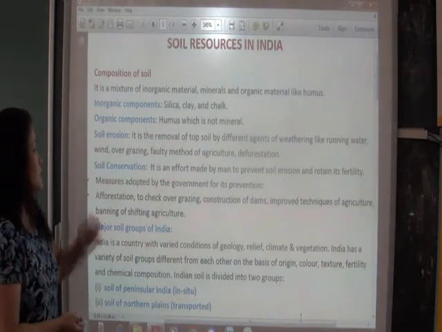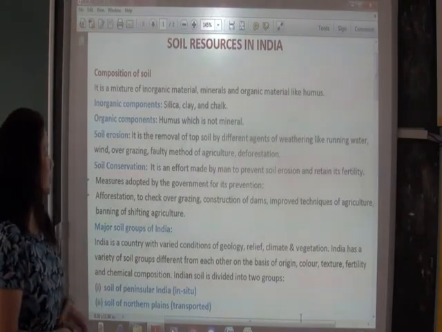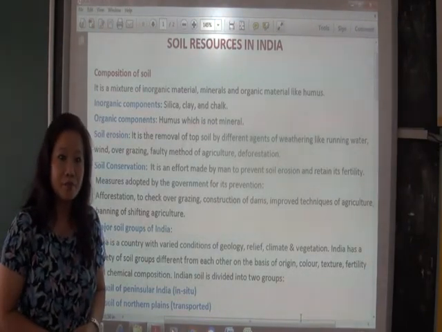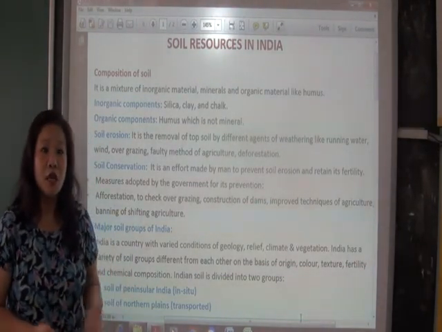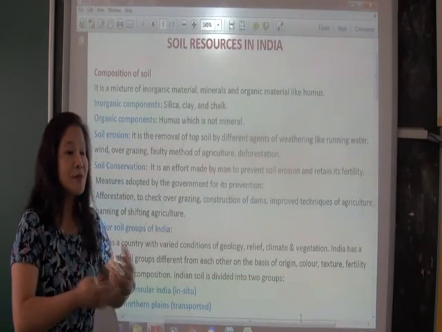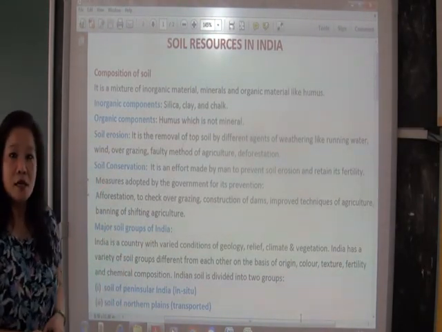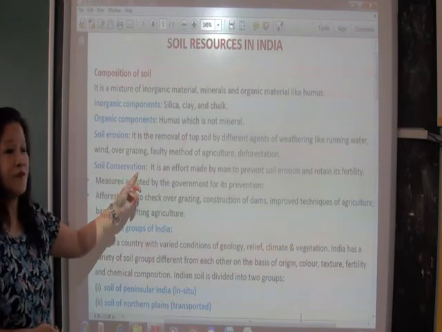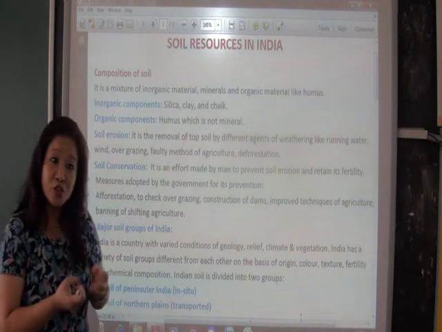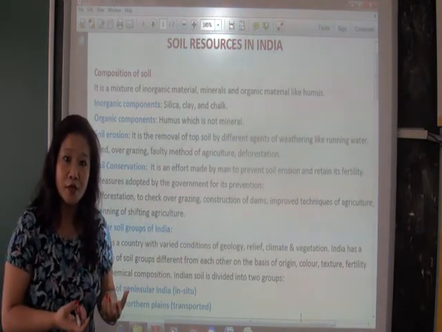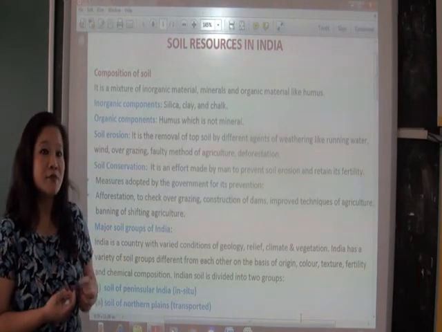Next to it, we just do soil conservation. Now what is soil conservation? We have already done soil erosion. Now the opposite of soil erosion is soil conservation. The word itself, conservation, means to prevent, to protect the soil from being eroded. So that is what soil conservation is all about.